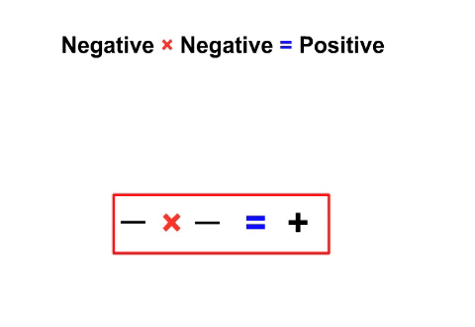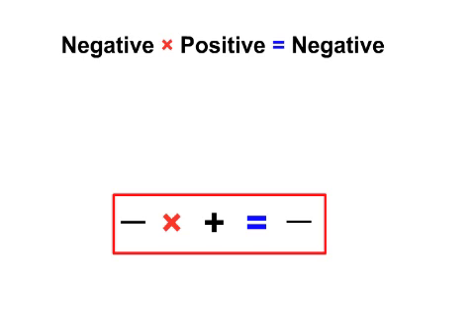Let's look at negative times negative. Minus times a minus is a plus. For instance, minus 5 times minus 9, two negatives gives us a positive answer. Notice if the signs are the same, the answer is always positive. So minus times a minus is a plus. 5 times 9 is 45. So our answer is plus 45.